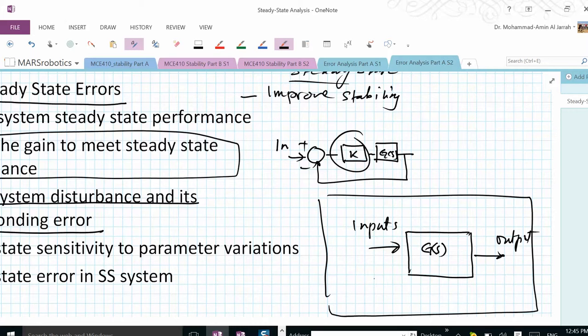Uncontrolled input. Can you give me an example of uncontrolled input? Temperature of the room. We want the temperature of the room to be 20 degrees. This is a desired controlled input. But the outside temperature is an input that I cannot control. This is an uncontrolled input. We call this disturbance. So any input that is not in our hand, that we cannot control, we call it disturbance.